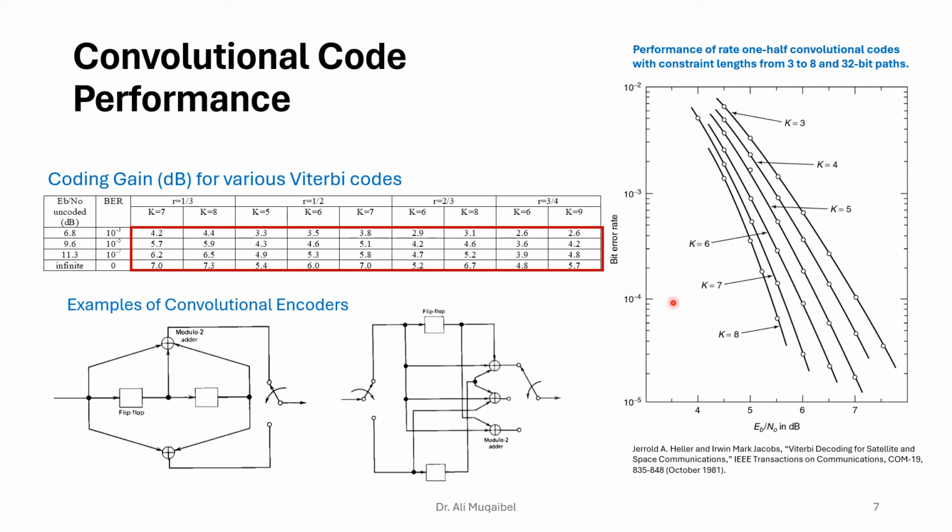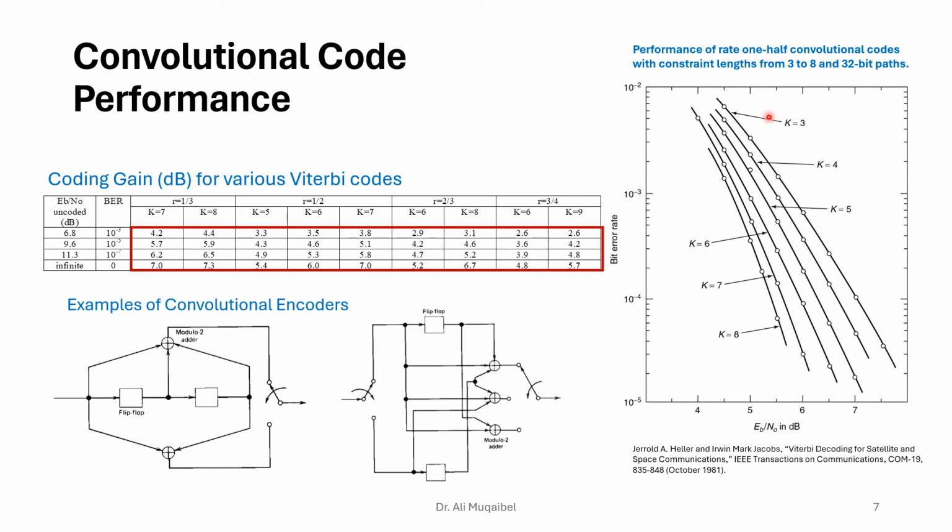Fantastic. Now this is reflected here on the diagram where we show the probability of error and the energy Eb over N naught. Of course, this is the performance of rate 1/2 convolutional codes with constraint length from 3 to 8 and 32 bits path. This is regarding the decoding, just forget it for now. So we have 3 to 8 constraint length.